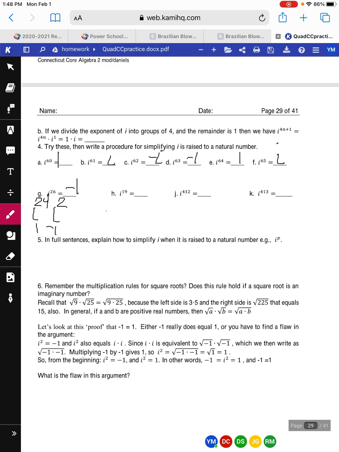19. The power of 4 that is in 19 is i to the 16th. Then you're left over with i to the 3rd. You have to follow the pattern. So your i to the 16 would be 1. i to the 3rd. And the pattern, remember, it goes 1, i, negative 1, negative i. So the third one, 1, i.